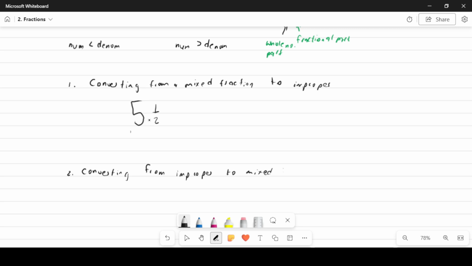You multiply the denominator by the whole number in the front, and whatever you get, you add it to the numerator. So if I do those steps here, it'll be 2 times 5, which is 10. 10 plus 1 is 11. And 11 over 2 is 5.5.